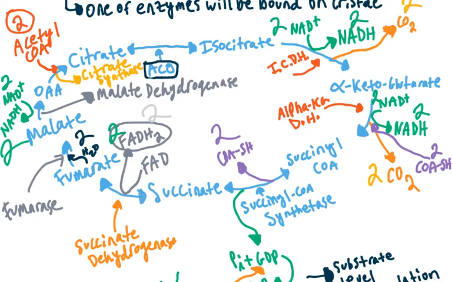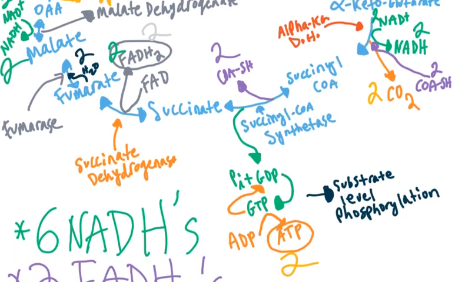This reaction, reversible. This reaction, reversible. And then malate to oxaloacetate, reversible. But once it gets from oxaloacetate and combines with acetyl coenzyme A to form citrate, it's not reversible. All right, and then it starts reversible here, not reversible, not reversible, reversible, reversible, and you get the idea, all right? So that covers it all.